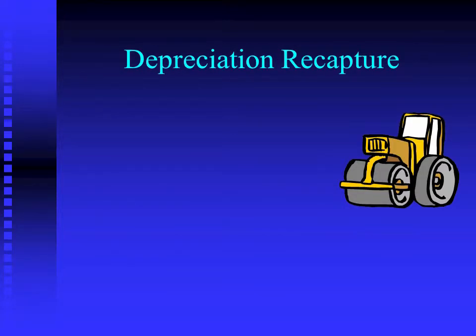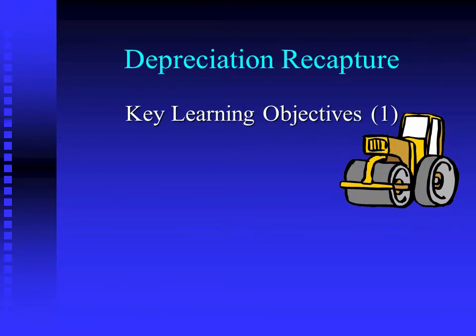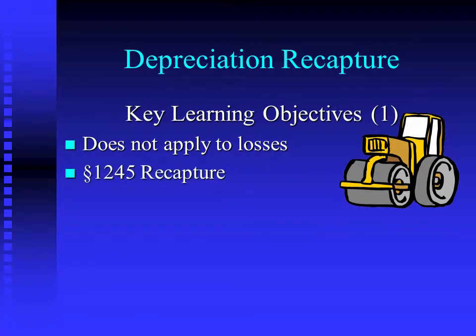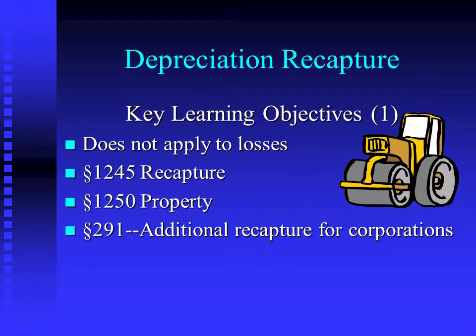So that brings us to depreciation recaptures. All right, and we've already talked about this just a little bit. All right, remember, depreciation recaptures do not apply to losses. All we're doing is recapturing gains. 1245 relates to equipment. 1250 is buildings. And then we're going to briefly talk about an additional recapture rule for corporations. I will not test you on it, but I don't want you to go into your corporate class totally unaware that there is more depreciation recaptures for corporations than there are for people.